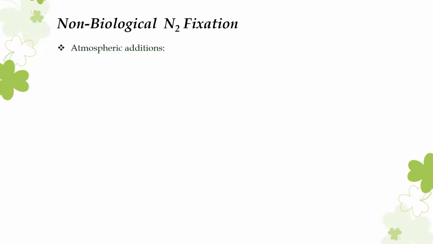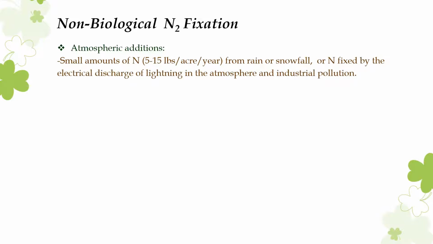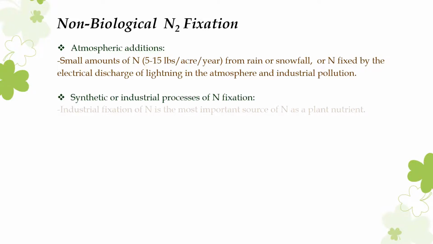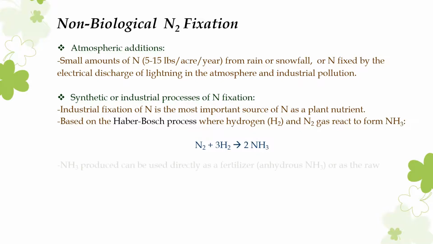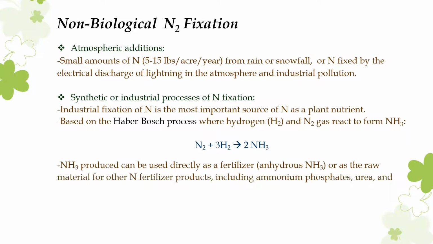Next, let's have a look at the non-biological nitrogen fixation. First, we have the atmospheric additions, in which small amounts of nitrogen come from the rain or the snowfall, and this N is fixed by the electrical discharge of lightning in the atmosphere as well as industrial pollution. Then we have the synthetic or industrial processes of nitrogen fixation. This industrial fixation of nitrogen is the most important source of nitrogen as a plant nutrient. This is based on the Haber-Bosch process in which hydrogen and nitrogen gas react to form ammonia.